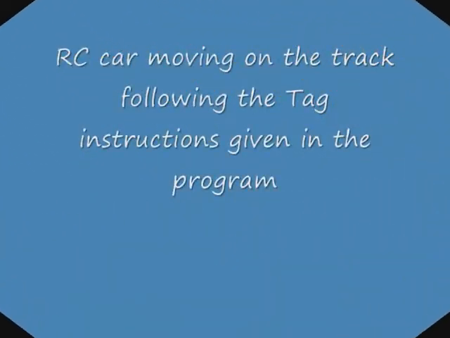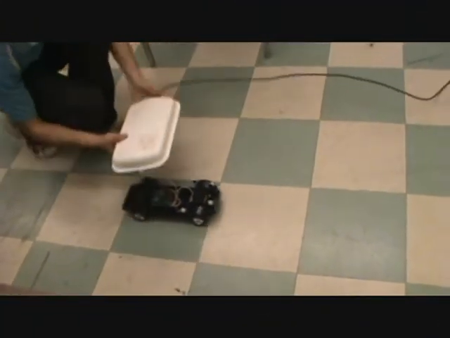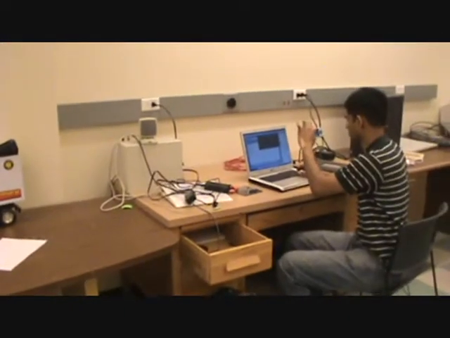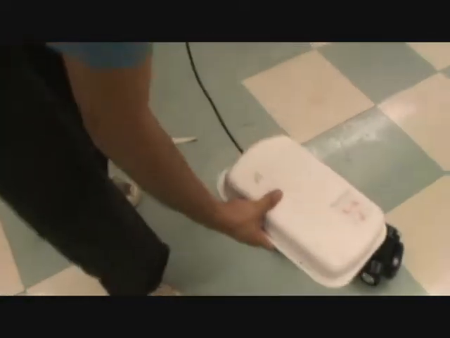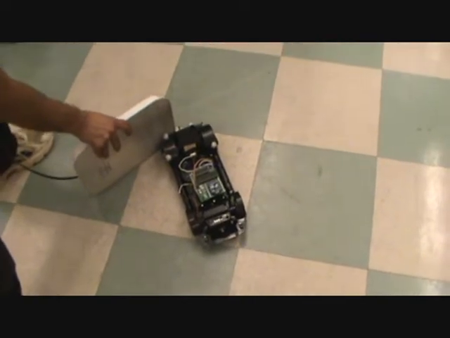Okay, let's start. This tag is for forward motion, and as you can see here, the program is being performed. Then the second tag is read, and it takes the right turn. This is the third tag performing the left turn movement of the car, and this is for halt. So it's actually stopping the car. Thank you.